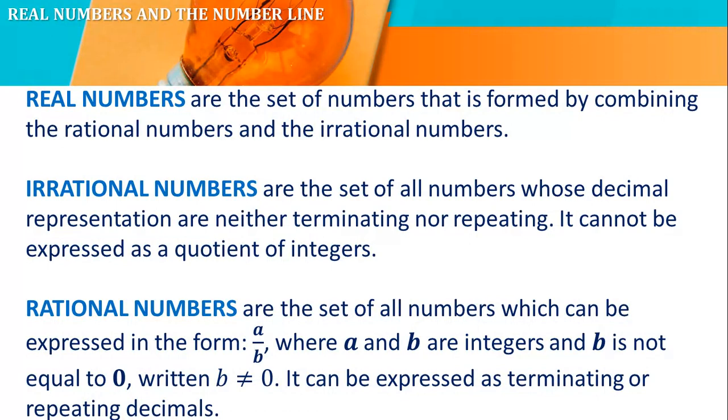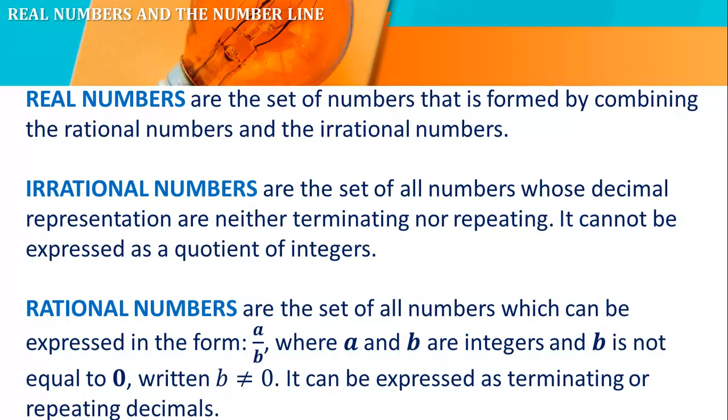Now, ito naman yung definition niya. When you say real numbers, these are set of numbers that is formed by combining the rational and irrational. Like yung example natin kanina, kapag sinabi natin na real numbers, nandun yung rational at saka irrational numbers. So when you say naman irrational numbers, those set of numbers whose decimal representation are neither terminating nor repeating. So, when you say terminating, napuputol siya. At kapag naman repeating, nauulit. Meron kasing mga decimal, halimbawa, 3.333, diba? 3.44444, etc. Repeating yun. And it cannot be expressed as a quotient of integers.